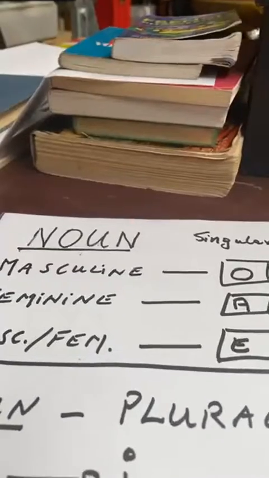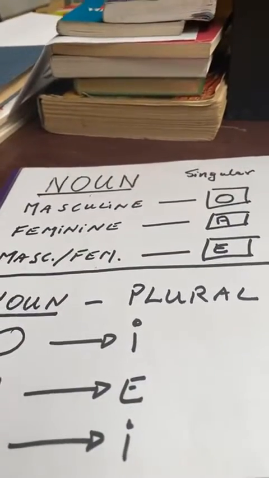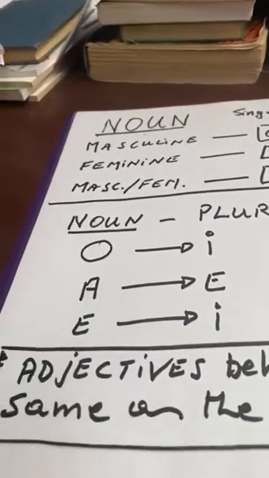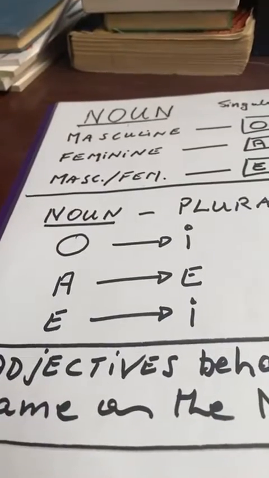So the indefinite article is when it's not defined. And before we do anything else, we remember the noun. Masculine nouns end in O, feminine nouns end in A, masculine and feminine end in E, and then the plural is the following. O changes to I, A changes to E, E changes to I.